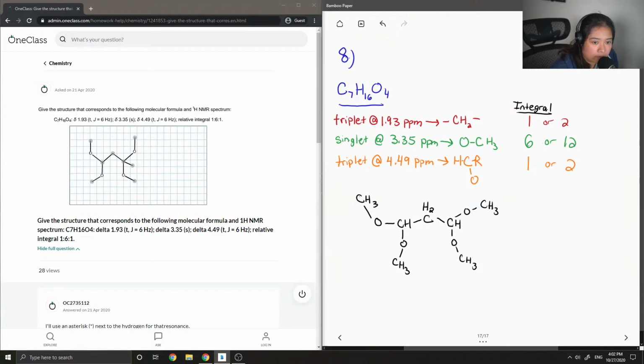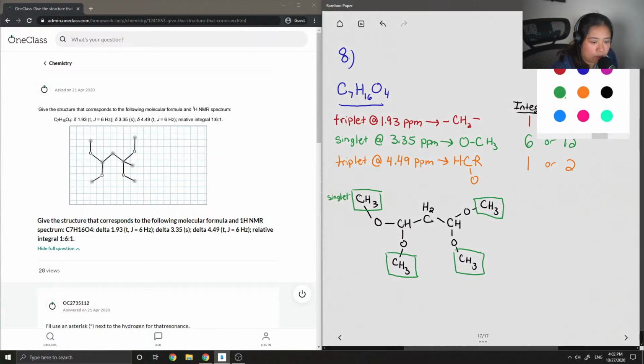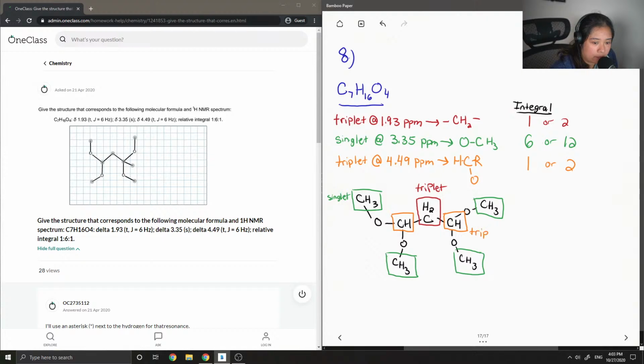So the singlet hydrogens were here, so it's all of the hydrogens that don't have any hydrogen neighbors. So this is the singlet. And then the triplet, there's only two hydrogens that have the triplet at 1.93. And then lastly, for the CH group, it's going to be these two here that also split as a triplet.